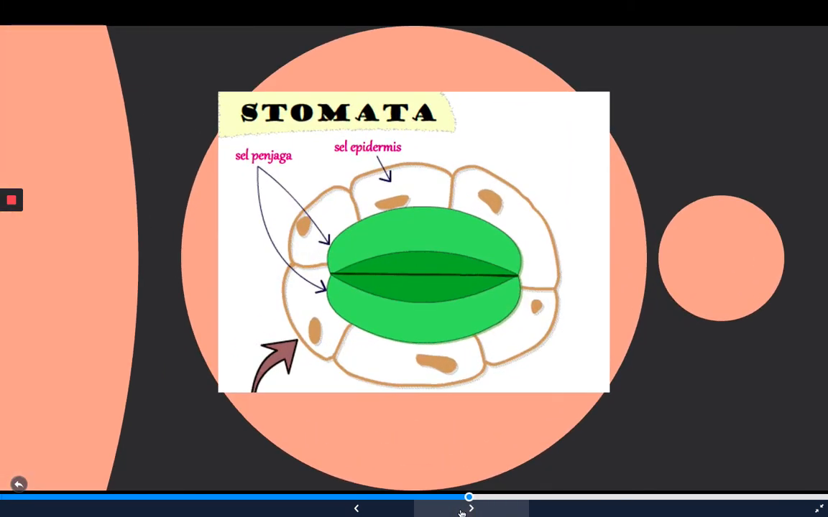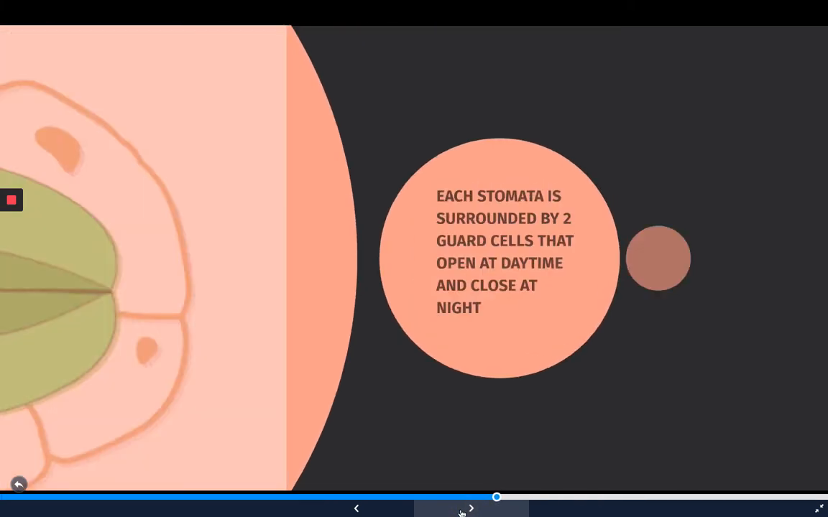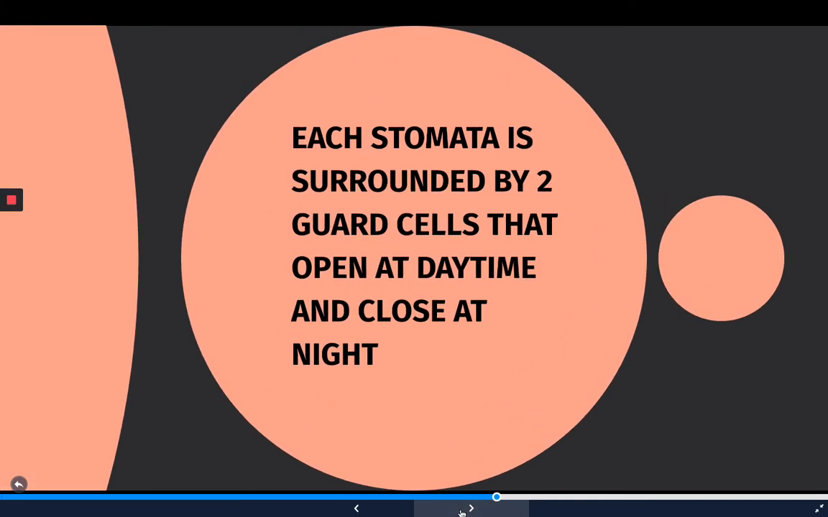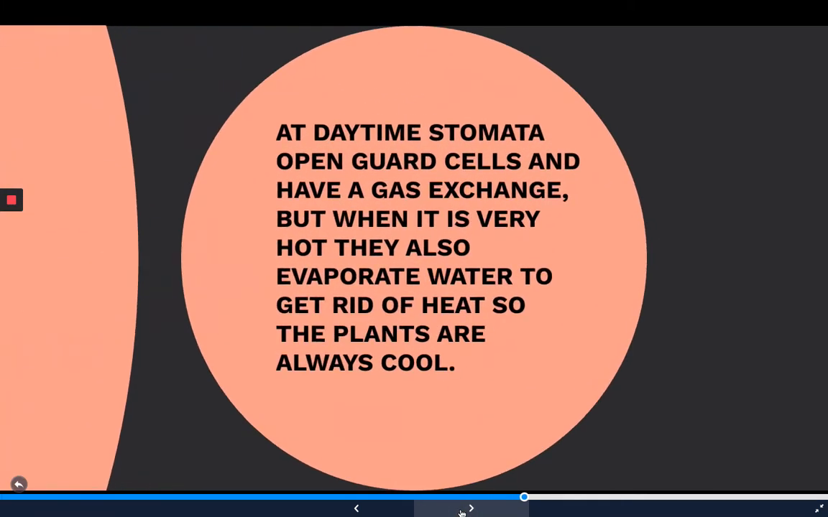You see that's the closed form, and those two parts are the guard cells. Each stomata is surrounded by two guard cells that open at daytime and close at night. At daytime, the stomata open and have gas exchange, but when it is very hot, they also evaporate water to get rid of heat, so plants are always cool.